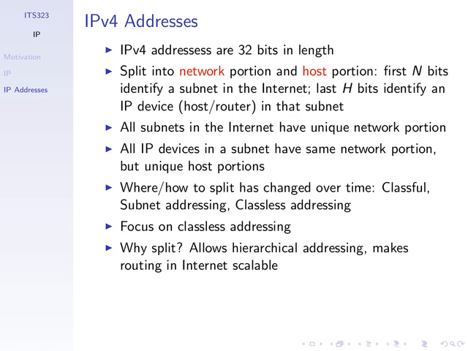So if we drew that as bit 1, bit 2, up to bit 32, it's a 32-bit value. Some of those bits indicate the subnet, or simply the network, and the remaining bits indicate the host. That's similar to what we did in the example. The first part indicates the subnet, the second part the host within that subnet. That's how all IP addresses are structured. All subnets in the internet have a unique network portion. All different subnets must have a different network portion. All IP devices in a subnet have the same network portion. These two devices have the same network portion, D.